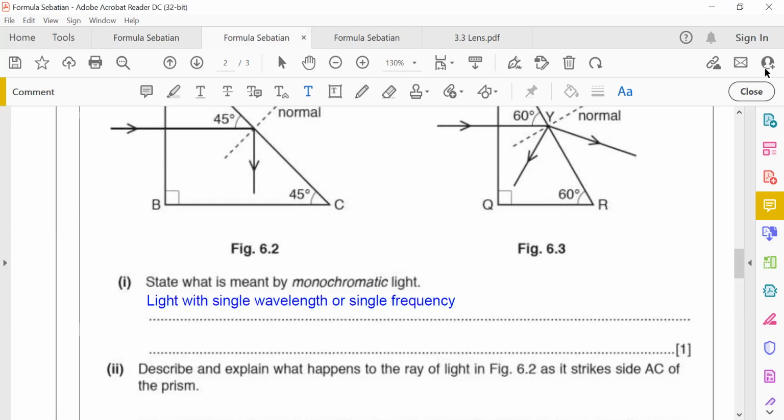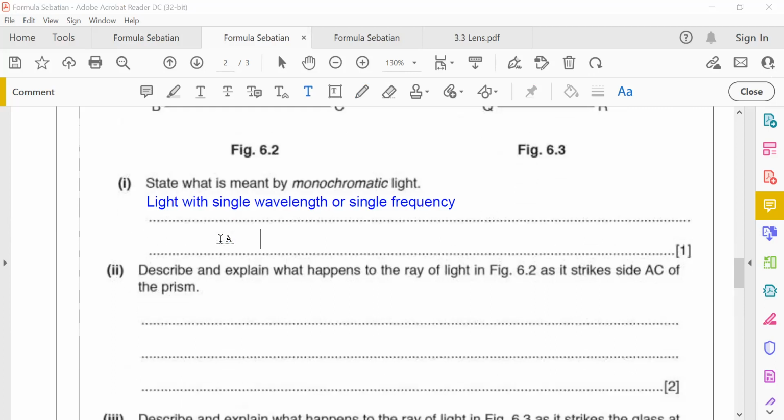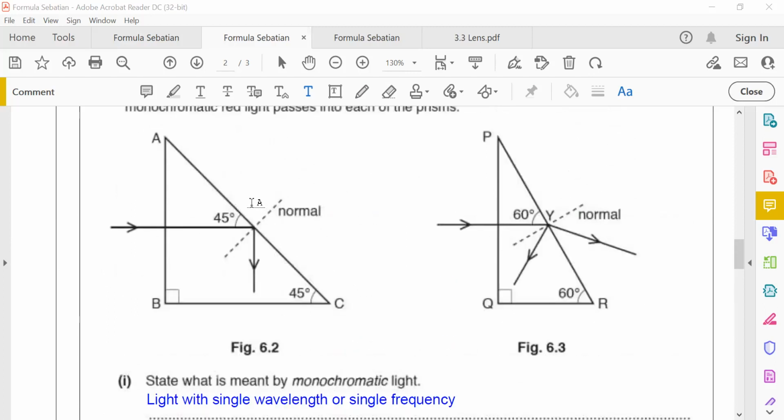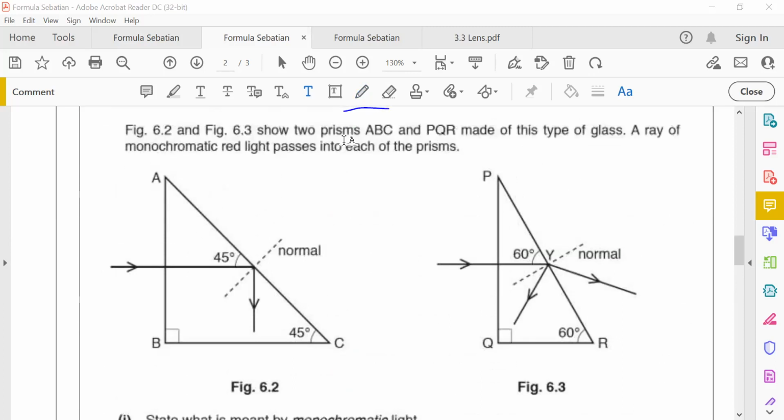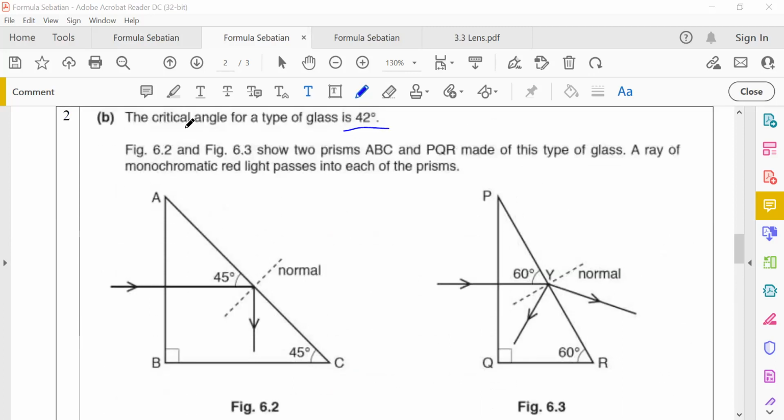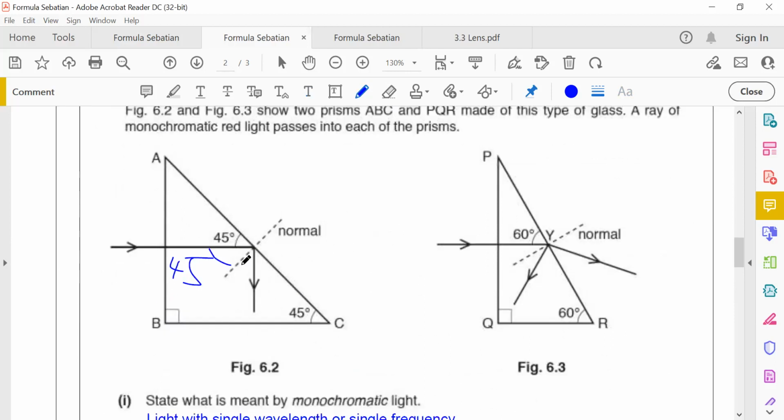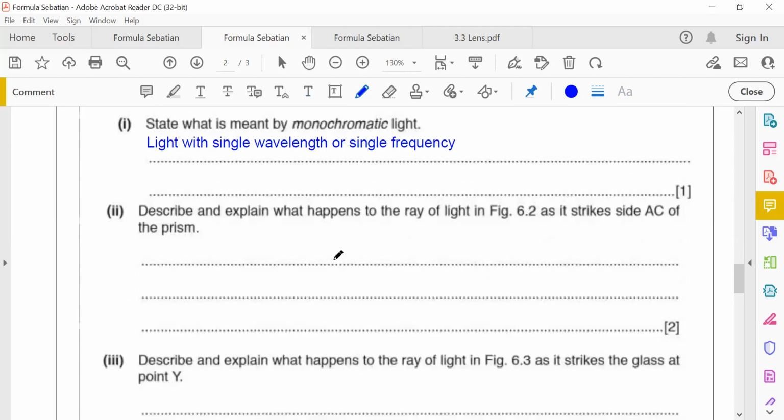Then after that, the next part here, describe and explain what happens to the ray of light in figure 6.2 as it strikes AC, the prism here. Just now the question already mentioned that the critical angle is 42 degrees, right? So if the critical angle is 42 degrees and this angle here is clearly more than the critical angle, which is 45 degrees here, what's going to happen is total internal reflection is going to occur, because the angle is already more than the critical angle.